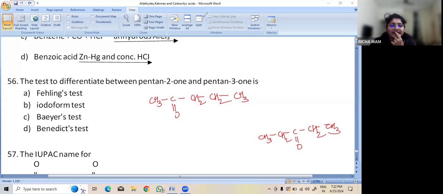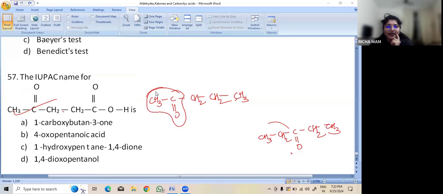Yes, we have seen this. Which group is present? We can use the iodoform test. The acetyl group is there, so it will give a positive test. The iodoform test gives a positive result for the presence of the acetyl group, and for the other compound it won't. So we can differentiate. The iodoform test is used for ketones where the CH3C=O group is present. Option B. Very good.